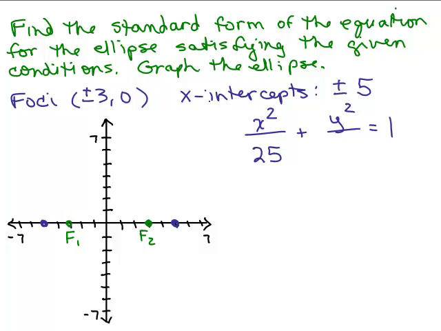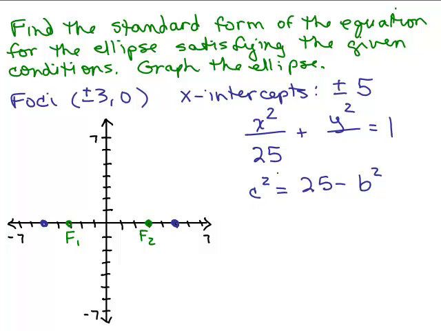And by the way, notice I said x-intercepts instead of vertices, but it's really the same thing. Because if the foci are on the x-axis, right, then x is the major axis, and the intercepts are the same thing as the vertices of the ellipse. So what we know is it's always the bigger number minus the smaller number. So again, it's going to be 25 minus this other number, and I'm going to call that b squared.